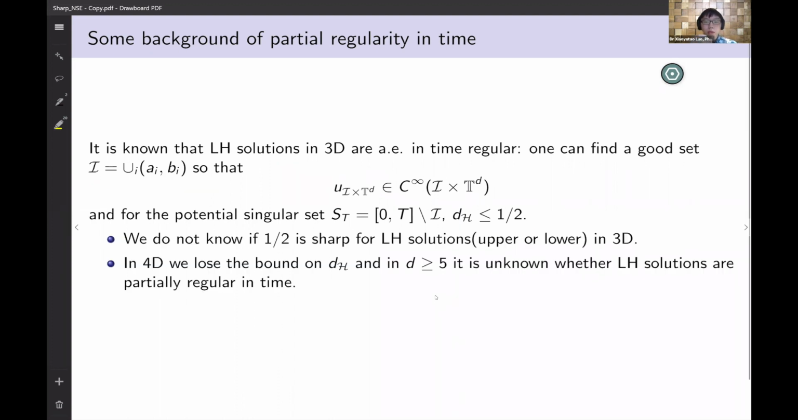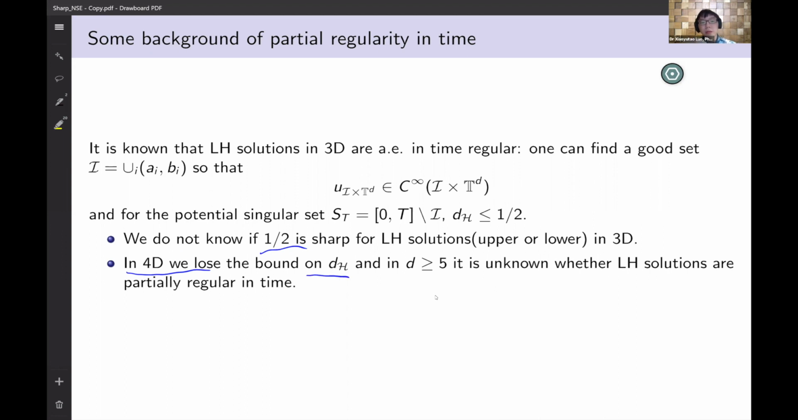But this 1/2 is sharp in terms of the scaling L2H1 for the Leray-Hopf, but we don't know if this is sharp in terms of upper bound or lower bound. We only have this upper bound estimate, and at the moment we don't know whether there is a Leray-Hopf solution with a non-trivial singular set in time. And also, if we keep increasing the dimension, in 4D already, we lose this bound.